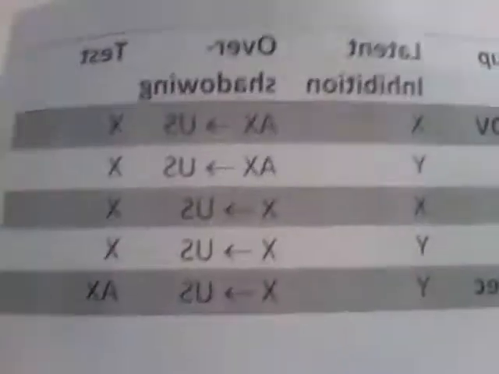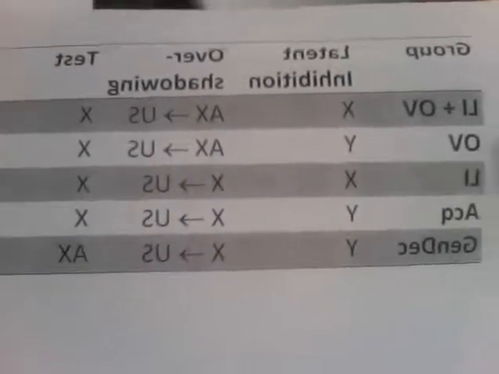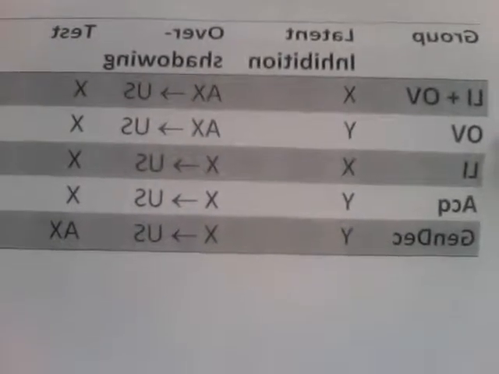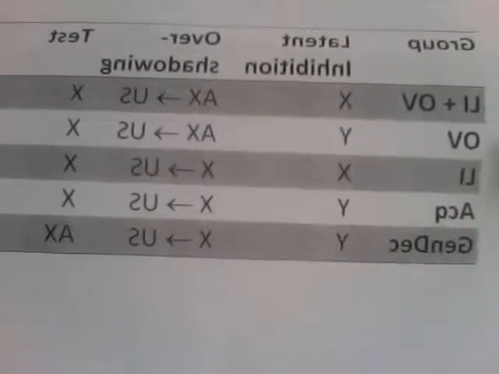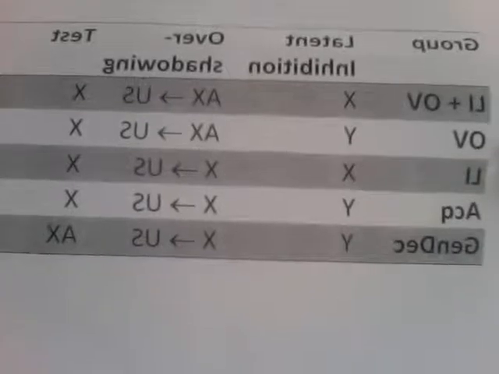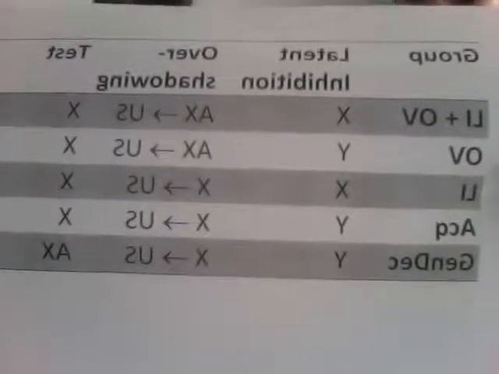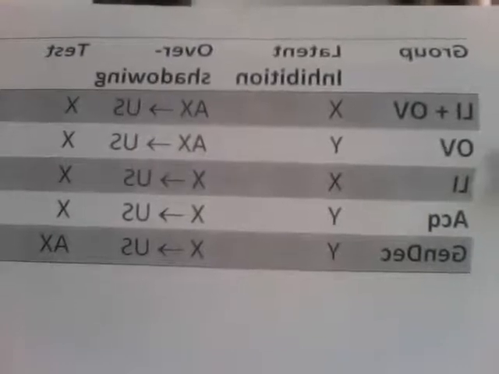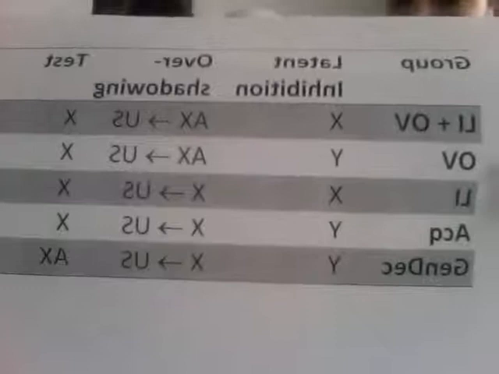So here's the experiment. The first group is the experimental group, the one we're really focusing on. This is the group that had latent inhibition training followed by overshadowing training. Just so you know, X was a tone, A was a light, and the US was a foot shock. Y was a different kind of noise. So in phase 1, the experimental group gets pre-exposure to the tone. In the second phase, they get overshadowing training of the tone and the light, followed by the foot shock.